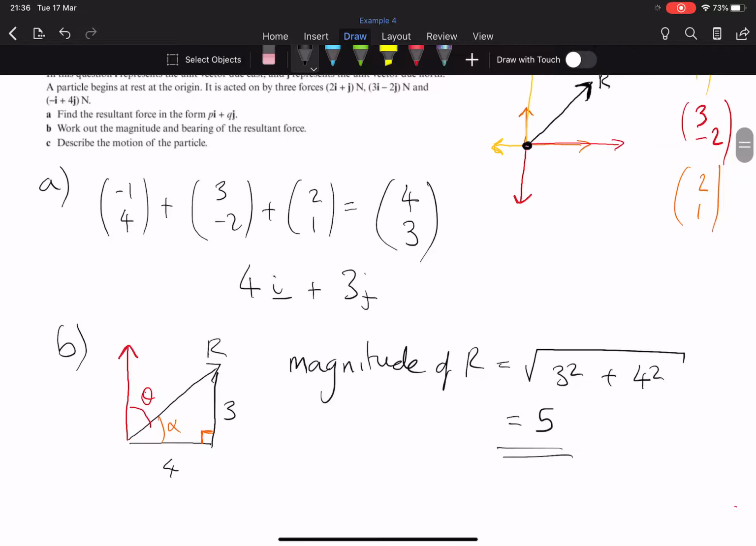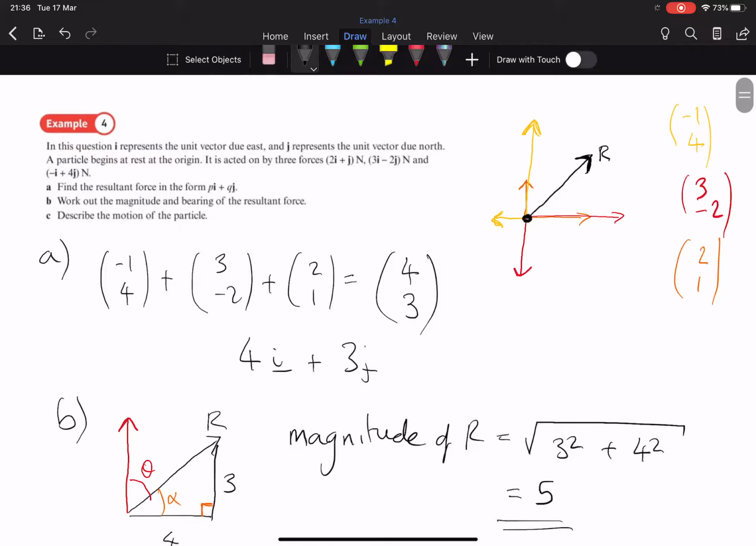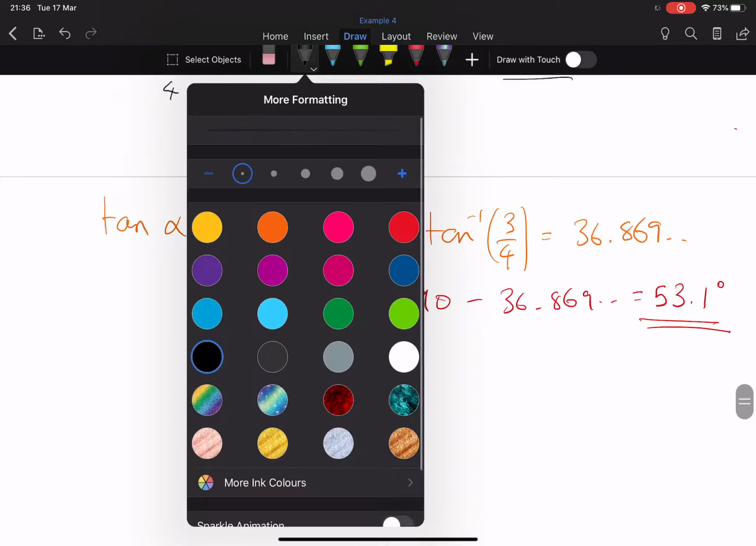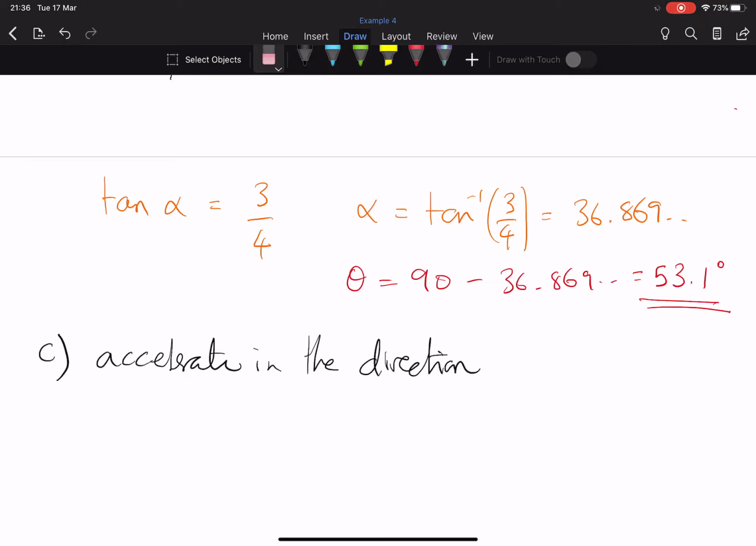So in part C, we're asked to describe the motion of the particle. So if we go back to our original diagram, we know that we can replace all of these coloured vectors with this single black vector r. So if you imagine you've got that particle and we apply that single force r to it, what's going to happen is that particle is going to accelerate in the direction of r. So that's our answer to C. The particle is going to accelerate in the direction of r. And I'm actually going to say accelerate in the direction of the resultant force.